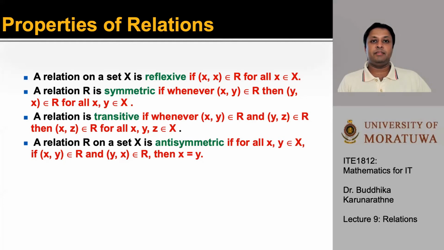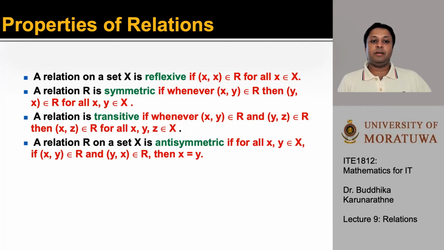reflexive, symmetric, transitive, and antisymmetric. First, the reflexive property. How is it defined? If (x, x) is in the relation R for all x, we call that relation a reflexive relation. And then the symmetric property holds if whenever (x, y) is in the relation R, then (y, x) should also be in the relation R for all x and y in X.